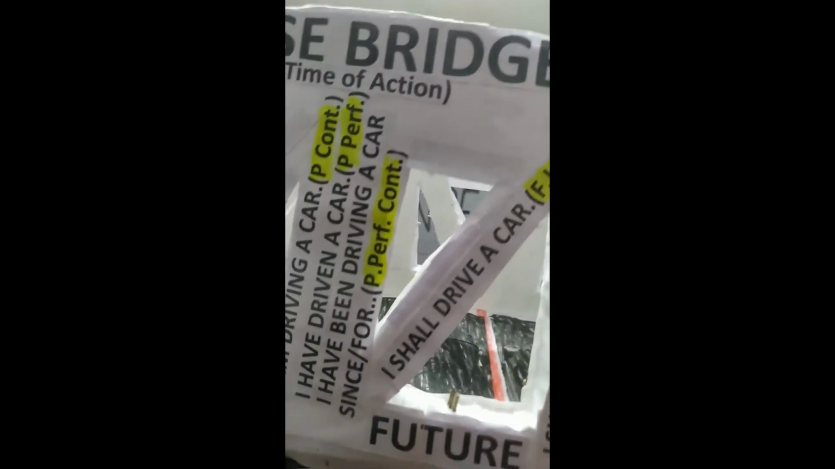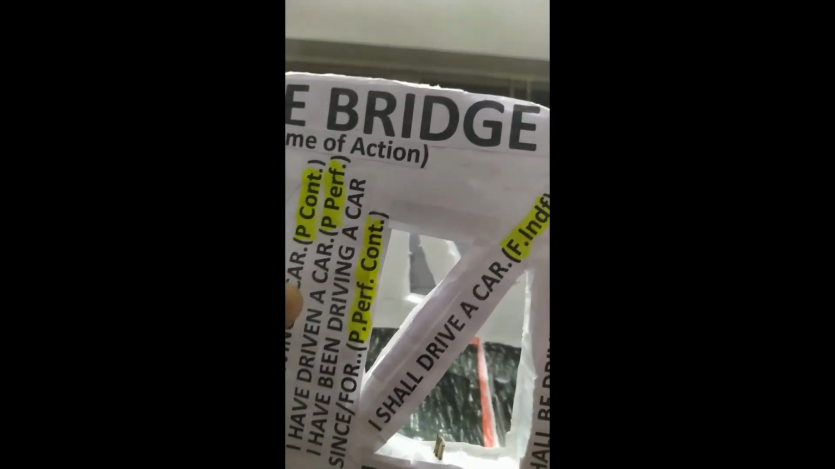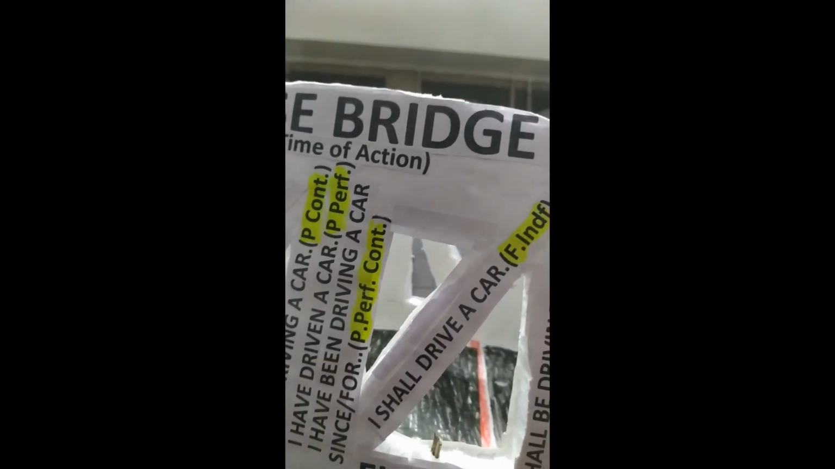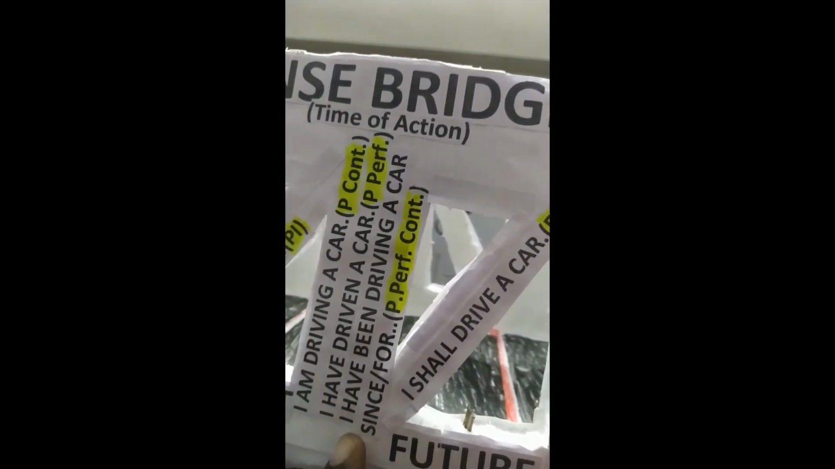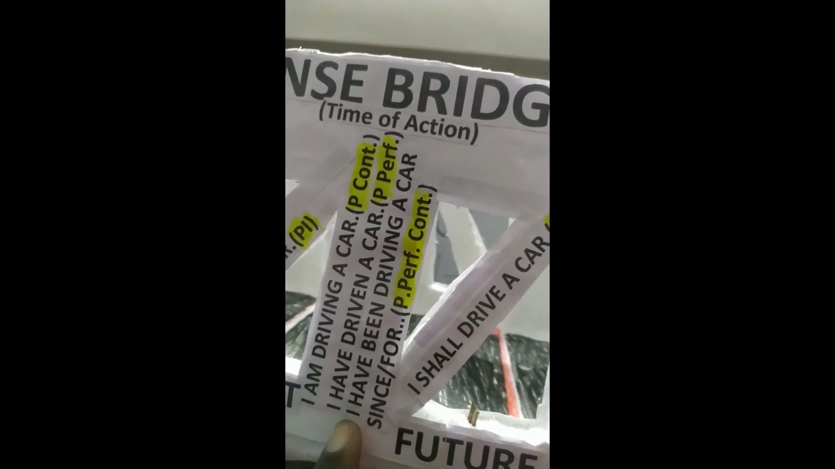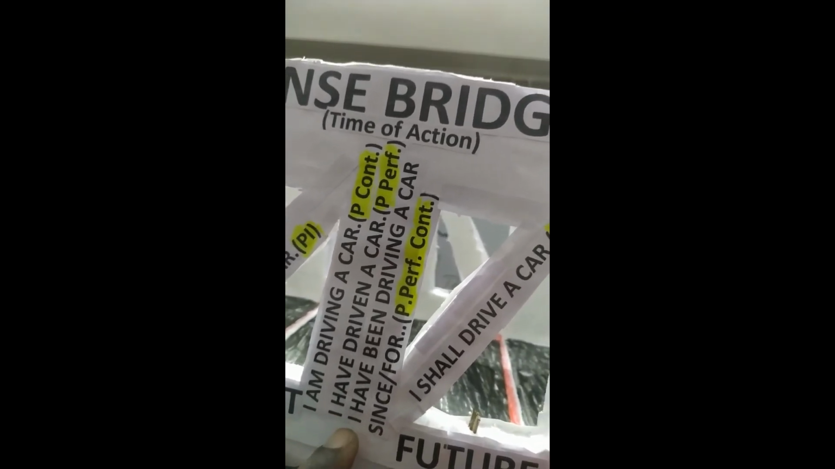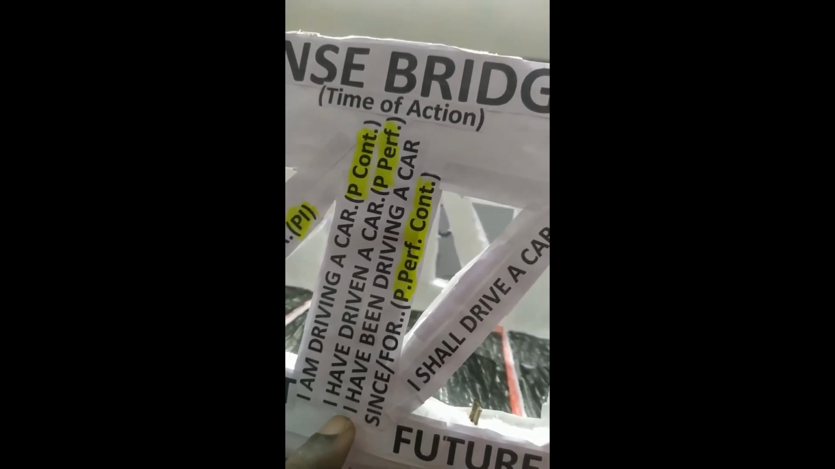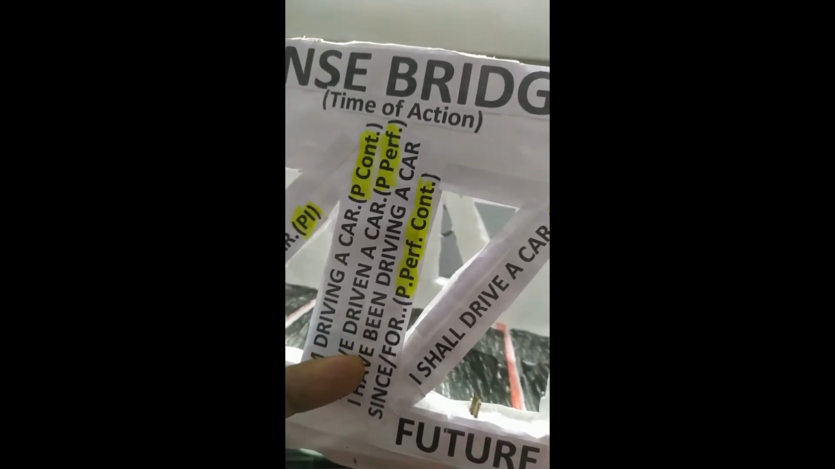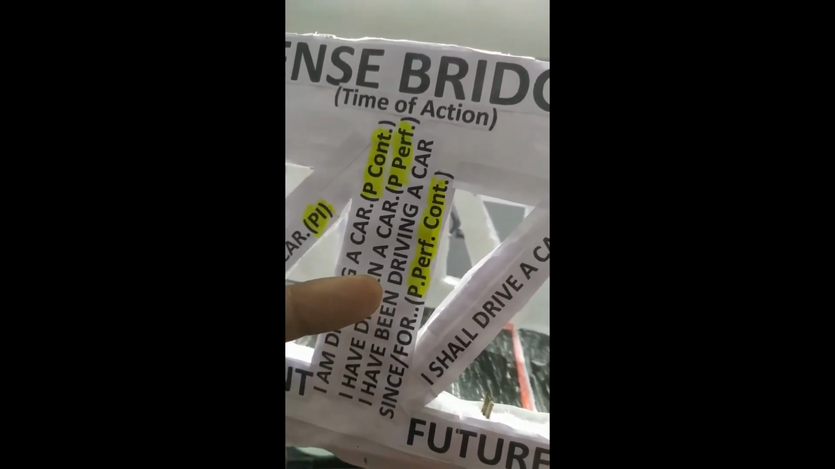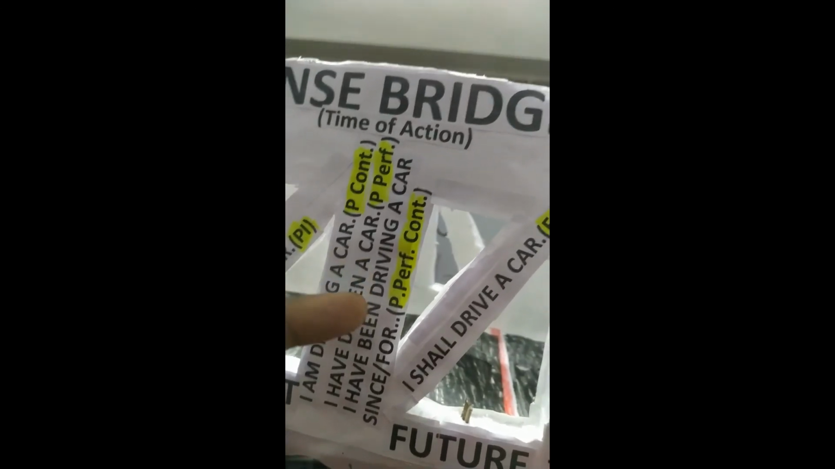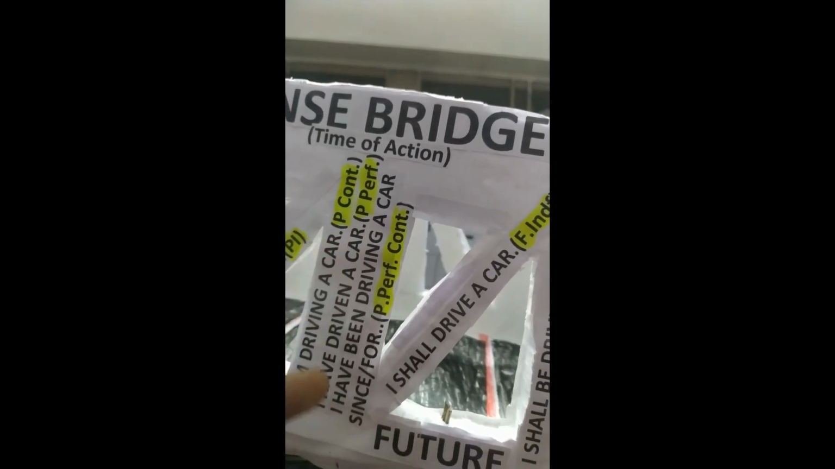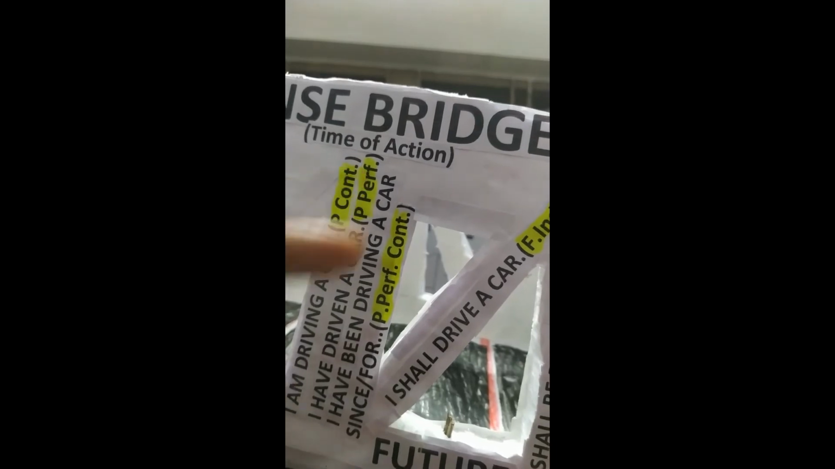The next form of the present tense is the present perfect continuous tense. See the sentence: I have been driving a car. First of all, you have to write I, the subject. As you have written I as the subject of the sentence, you have to write have. Have is followed by been, and been is followed by drive plus ing, the continuous form of drive, and the complete sentence is I have been driving a car.